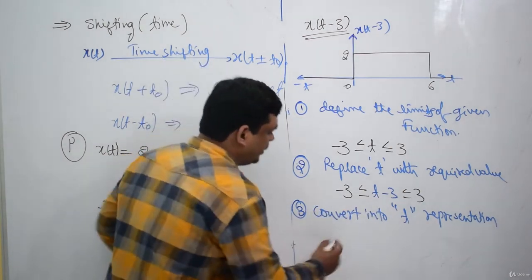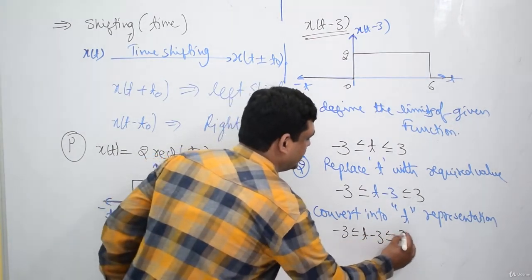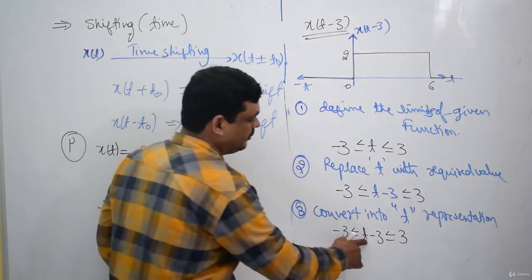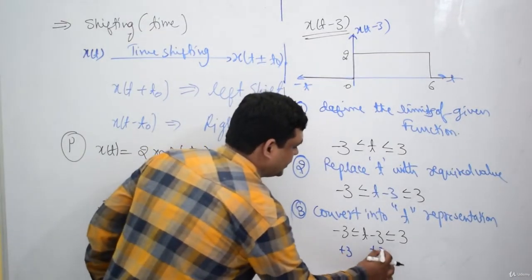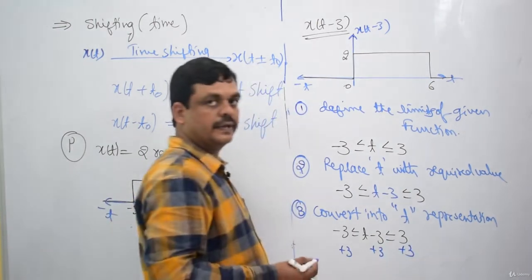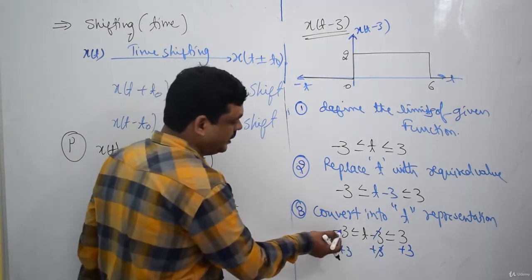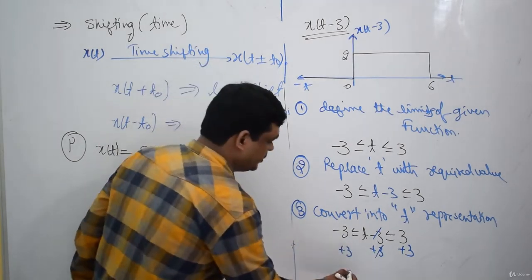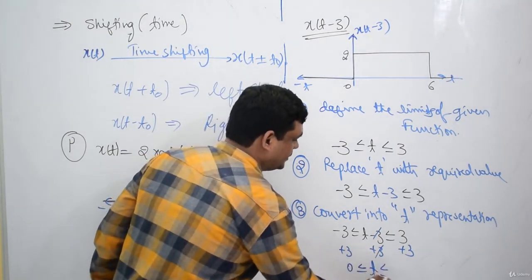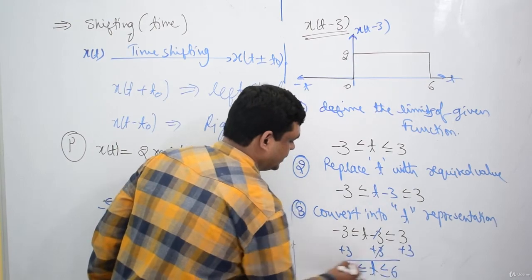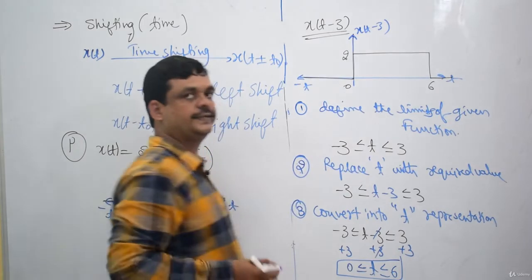So now -3 less than or equal to t minus 3 less than or equal to 3. Convert this into t. For that purpose, add +3 to all the sides. Here -3 plus 3 cancels. Then -3 and +3 becomes 0 less than or equal to t less than or equal to 3 plus 3 is 6. Now the signal is defined from 0 to 6.